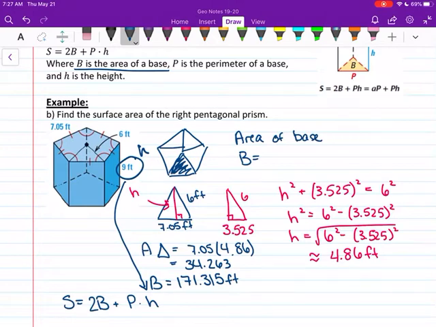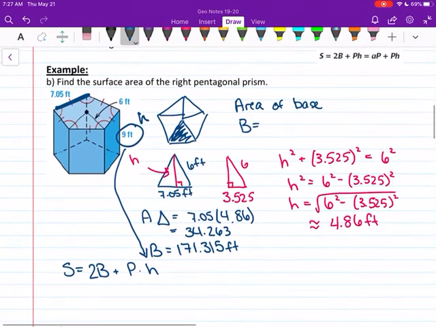Oops, I used h twice. I used it for the height of the triangle and the height of the prism. Oh well, that's okay. And then the perimeter of my base, well, if I have a side of 7.05, I can multiply that by 5 to find that the perimeter is going to be 35.25.